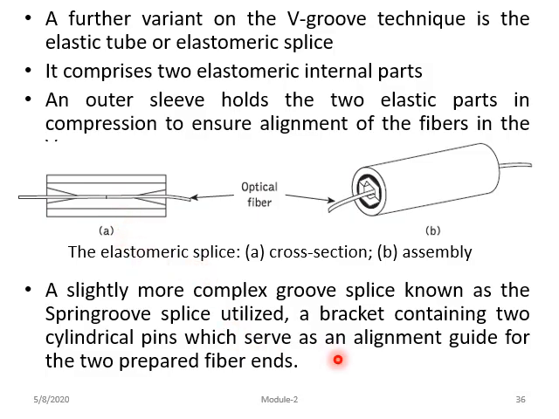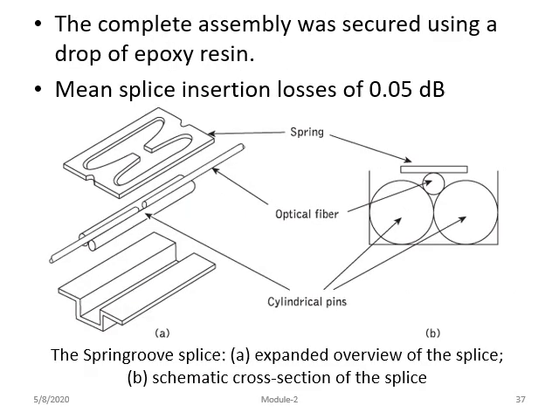A slightly more complex groove splice, also known as the spring groove splice technique, uses a bracket containing two cylindrical pins which serve as an alignment guide for the two prepared fiber ends. So this is another type of spring groove splice method. These all come under mechanical splicing. First we saw tube splicing, next V groove, then elastomeric splicing, and next we are going to see the spring groove splice technique.